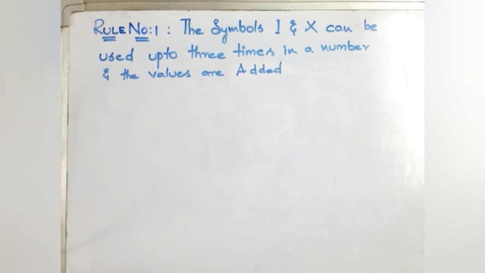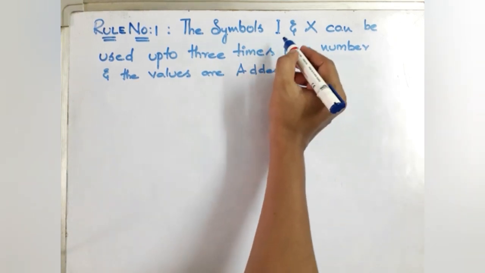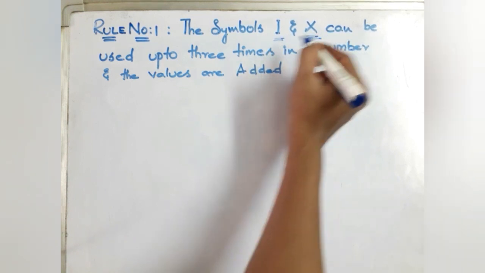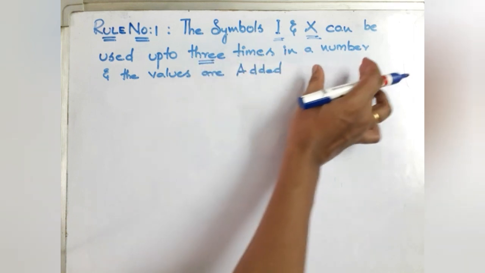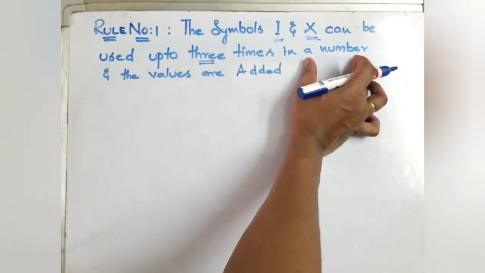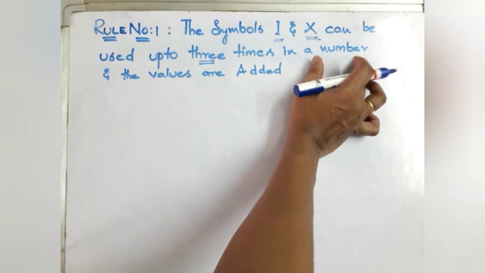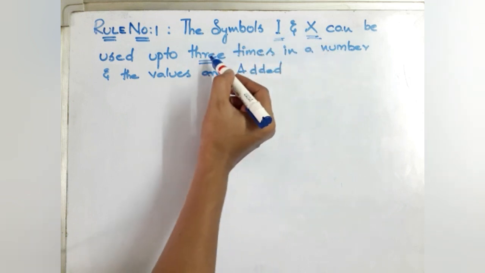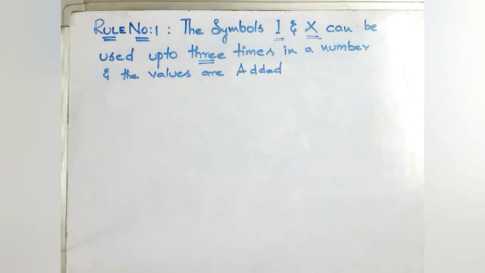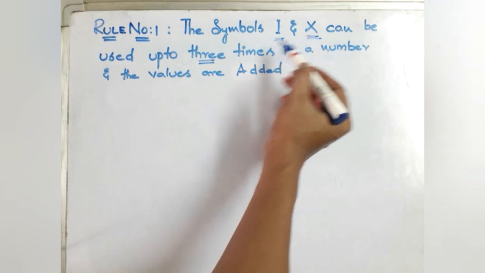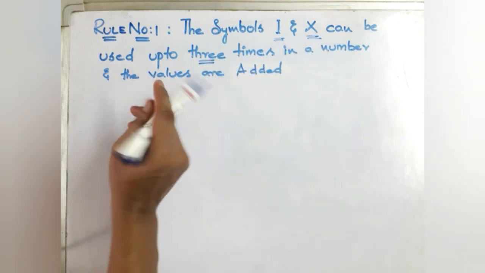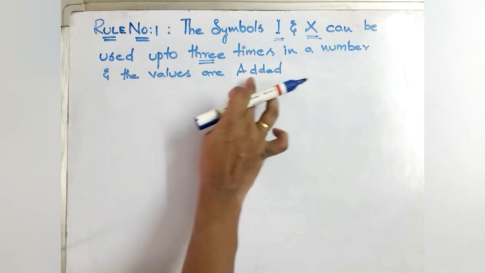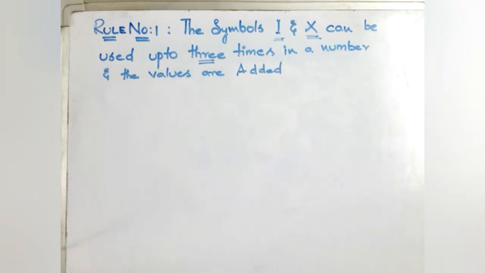Okay, rule number 1. The symbols I and X can be used up to 3 times in a number. So when we want to write any Roman numeral, we have to use I and X only up to 3 times. That means the maximum number of times we can use I and X is 3 times. And once we write that symbol in a number, we have to add the respective symbols to get the number.